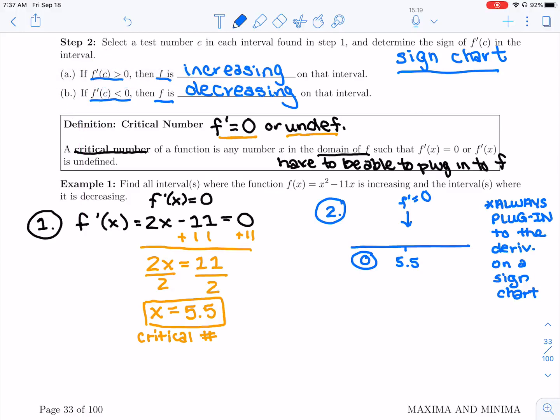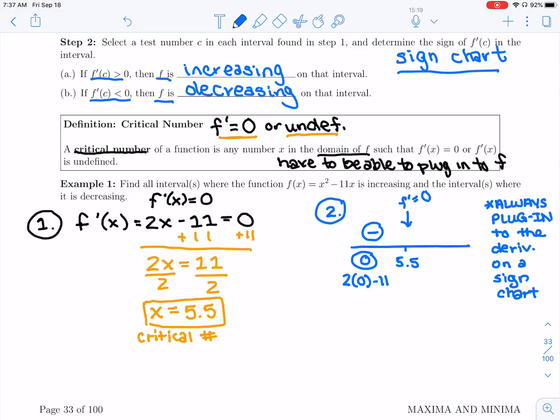So if I plug in 0 to the derivative, I would have 2 times 0 minus 11. And I don't really care about the answer I get, I just care about the sign of it. So 2 times 0 is 0. 0 minus 11 is definitely going to be some negative number. And that would be true for any number to the left of 5.5. You could plug it in. Even 2 times 5 is 10, minus 11 is going to be negative.